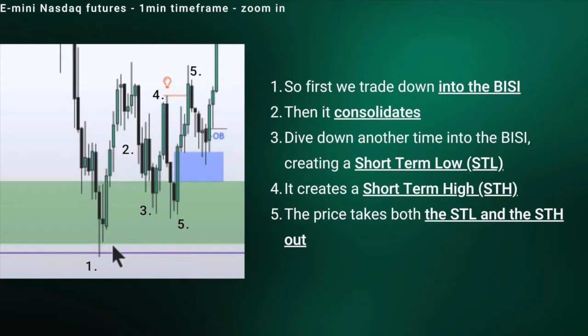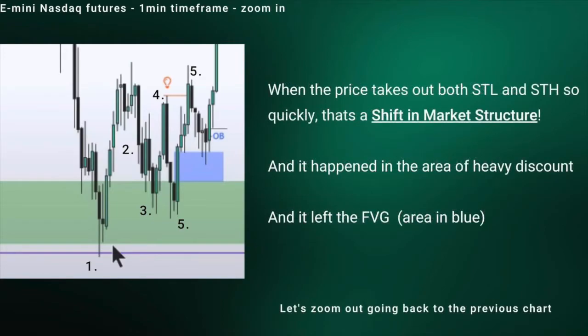And additionally to all of that, which would be already enough, between the number 5 on the bottom and the number 5 on the top, the price has formed a fair value gap, which is the area in blue. So guys, the price has taken away the short-term low from number 3 to number 5, went up, rallied up to take away the short-term high, which we see number 4, and by doing so has created a fair value gap. So guys, let me zoom out and go back to the previous chart.